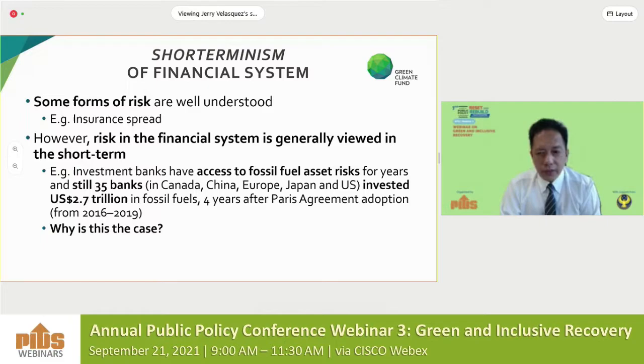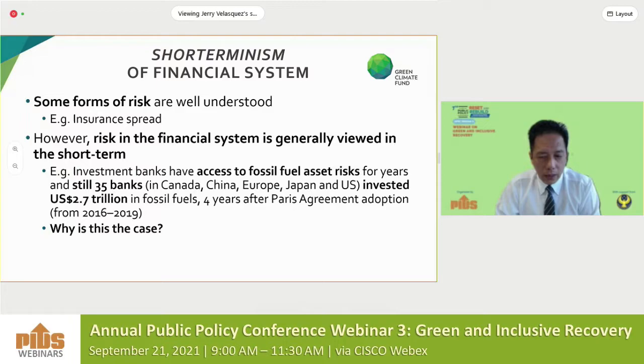For example, risk in the financial system is viewed mainly in the short term. And maybe this is something that most of you who are in the system would know. What drives this? Is it the quarterly bottom line analysis that drives the system to view things in the short term? Is it the short-term profit that really drives the decisions? Is it the way that the investments are done? Because if we look, many investment banks have access to the fossil fuel asset risks. They're well known, and most of these banks have known this for years, and still 35 banks in the developed world invested $2.7 trillion in fossil fuels 4 years after the Paris Agreement adoption.